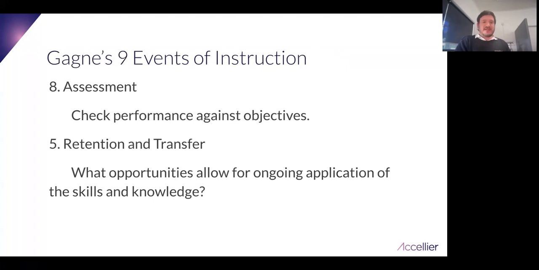And somehow I've managed to put the number 5 there instead of the number 9, but that's just a check to make sure that you're paying attention. So event number 8 is assessment, which is like any good trainer does. We need to check and make sure that the learners have actually met the objective. So that's some kind of challenge that actually gives them the opportunity to use those skills and retrieve that knowledge to maybe solve a problem or to achieve something. And then 9, not 5, is retention and transfer. So as I said, very important for VET. What opportunities allow for ongoing application of the skills and knowledge?